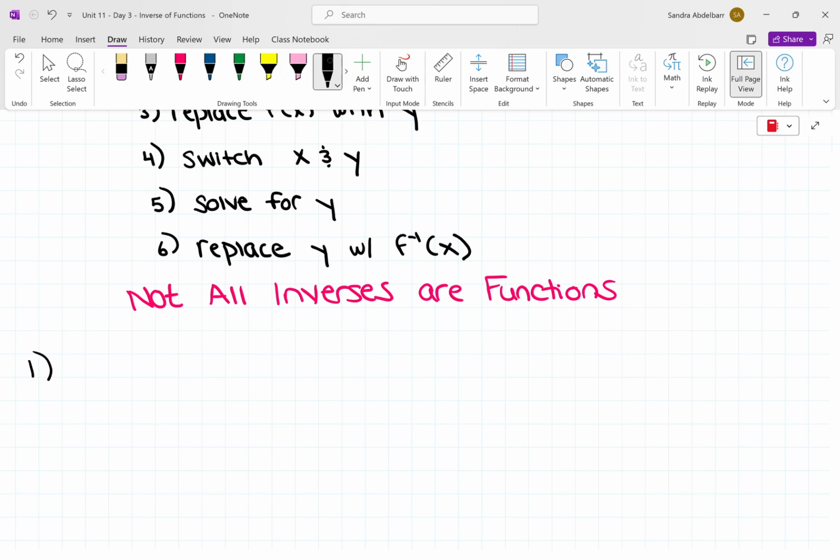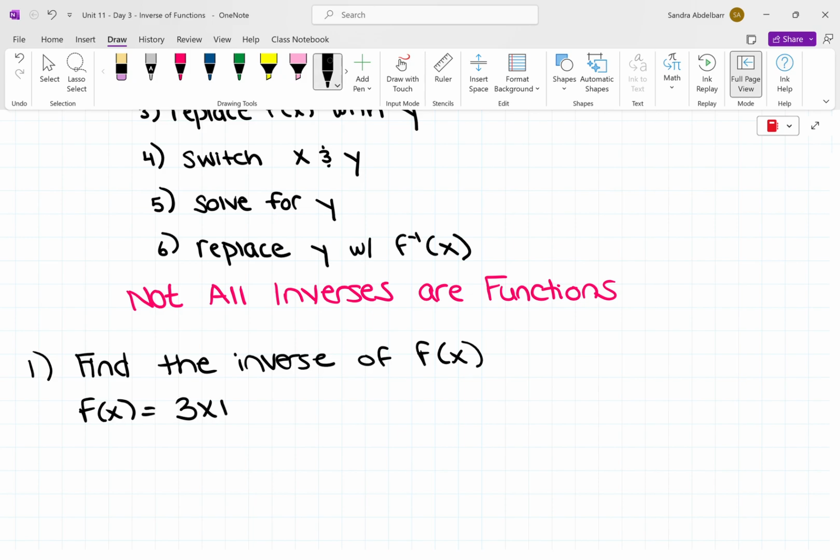All right, I'm going to do my first example, which is going to be pretty simple. Find the inverse of f of x. And here I will tell you f of x is equal to 3x plus 5. What kind of equation is this on a graph? What would this look like? A line. This is a linear equation. This is an equation of a line.